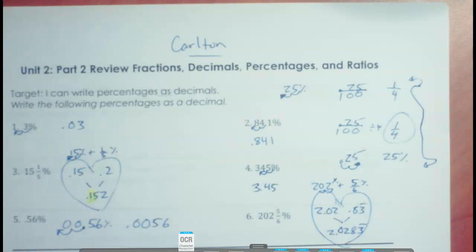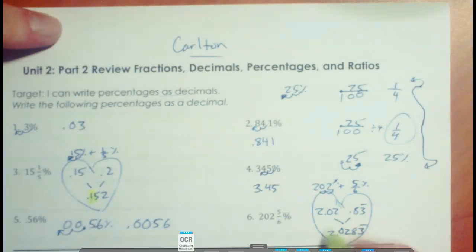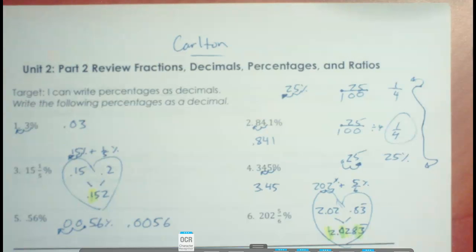Once again, you can see the 200% right here. You can see the 2% right here. You can see the extra 5/6% right there. If you look at it, you kind of chunk it out. All right, let's keep rolling here.